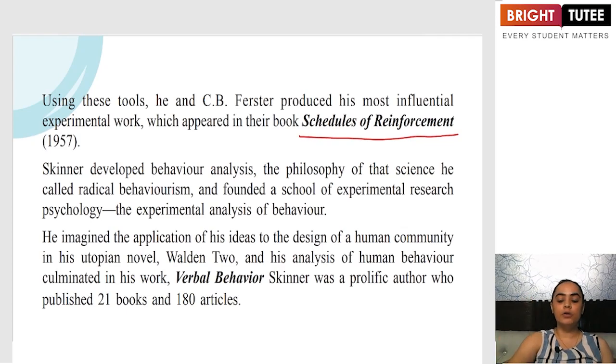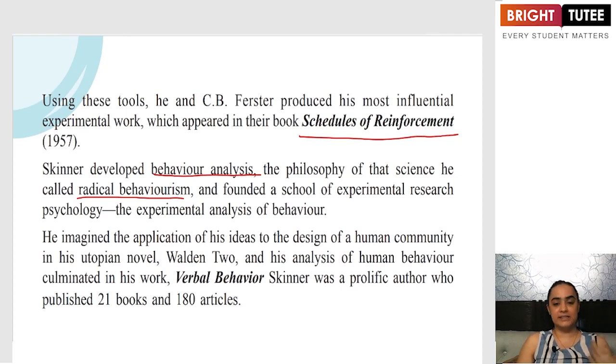Skinner focused on developing the behavior analysis of people. He wished to analyze the changes in behavioral patterns and the reasons that influenced those changes. The philosophy of the science, known as radical behaviorism, is the changes that take place in your behavior owing to some factors. He founded experimental research, and as I told you, his theory focused on analyzing one's behavior.